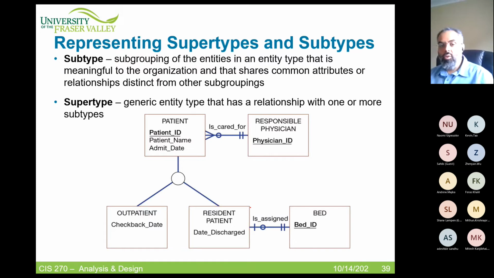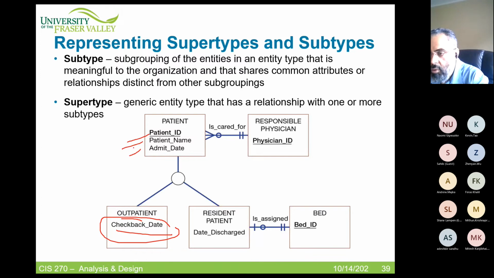Sometimes, like patient, you will have two types of patient: outpatient and resident patient. As you know from before, with a class and subclass, when I write only this attribute for the outpatient, does it mean he has this attribute only? He has all these attributes plus this attribute. Why do I have to have a subtype?